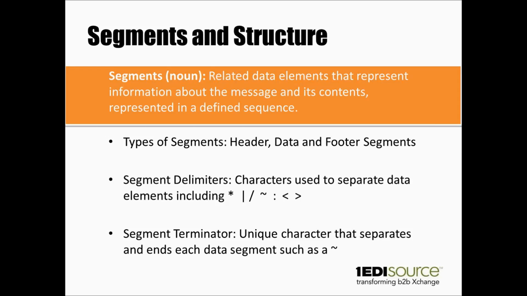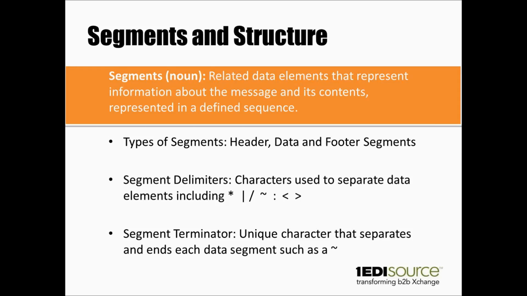So segments are basically related data elements that provide a particular kind of piece of information. Now there are different types of segments. The first being header segments, which identify the sender and receiver of the document, as well as a description of what standards and what version of the standards are used, as well as the type of document that it represents. So that's kind of the top of the document that describes what is basically coming within the body.